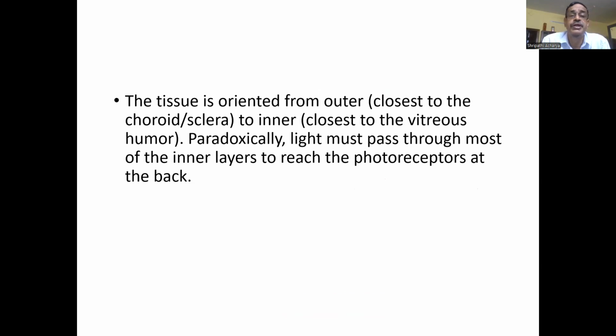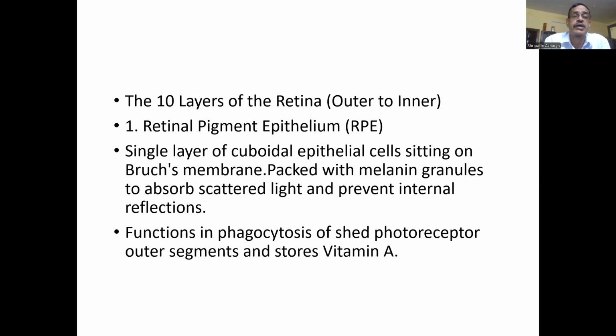The tissue is oriented from outer, closest to the choroid or sclera, to inner, closest to the vitreous humor. Paradoxically, light must pass through most of the inner layers to reach the photoreceptors at the back. The 10 layers of the retina, outer to inner.